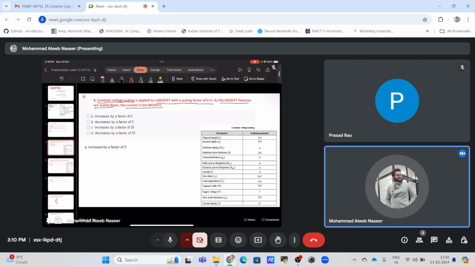So I have a table over here. I have copied it from somewhere, I guess online. If we are doing a constant voltage scaling, it means that the supply voltage has to be kept constant. So that's what is meant by 1 over here. So the scaled parameter supply voltage remains constant. However, we are reducing the channel length, the channel width, and the gate oxide thickness. So all these things are reducing.